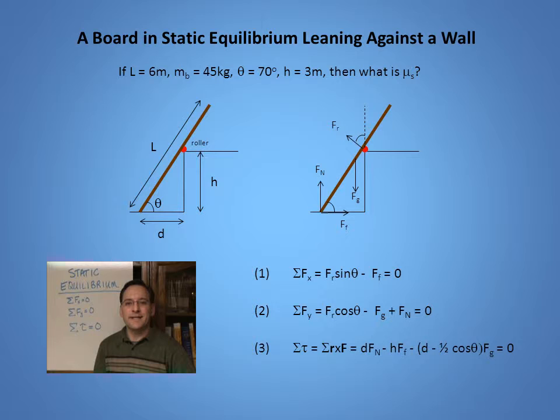We use the roller at the top of the wall as the axis of rotation because that is the point around which the board will rotate without translating. Let's take a look at solving the problem now.